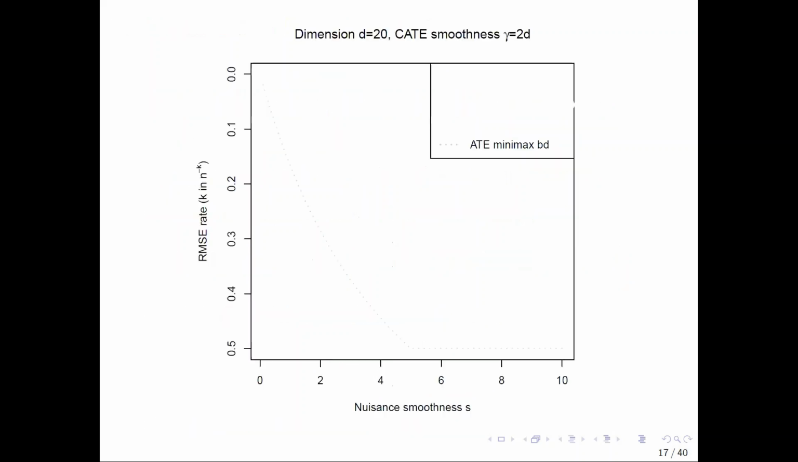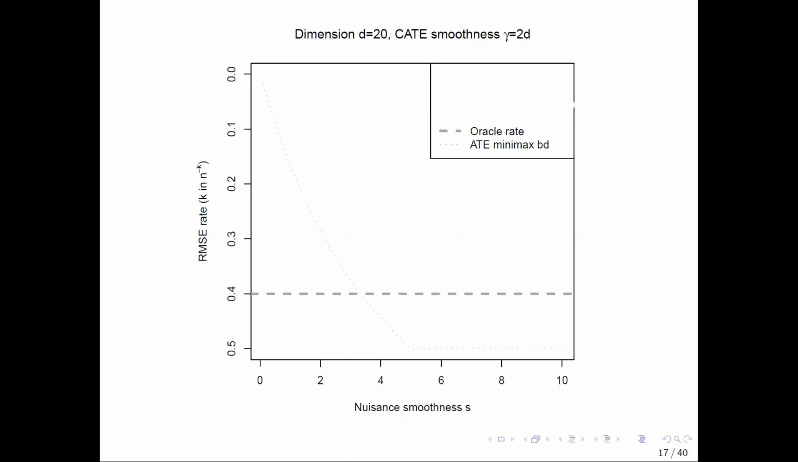So here's a picture of what this rate looks like. I'm gonna come back to this picture a bit in the talk. So on the x-axis here, we have the average smoothness of the nuisance functions of the propensity score and the regression function. On the y-axis, we have the mean squared error. Okay, so the more smoothness we have, the easier it should be to estimate the conditional effect. The less smoothness, the harder it is. When you have no smoothness at all, you're not gonna be able to get non-trivial rates. So here's this oracle benchmark.